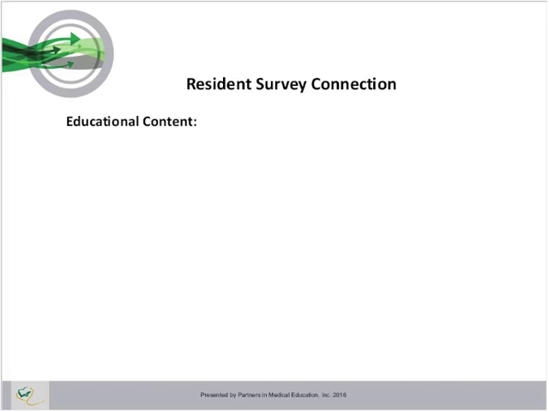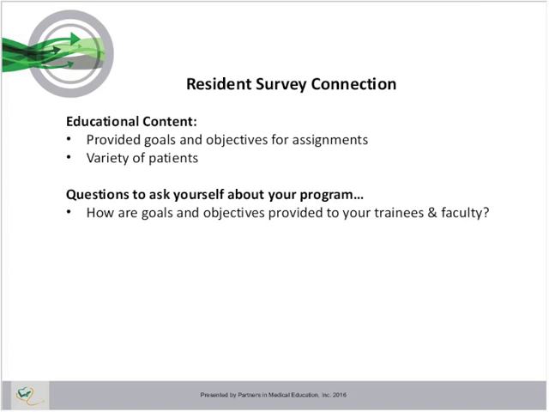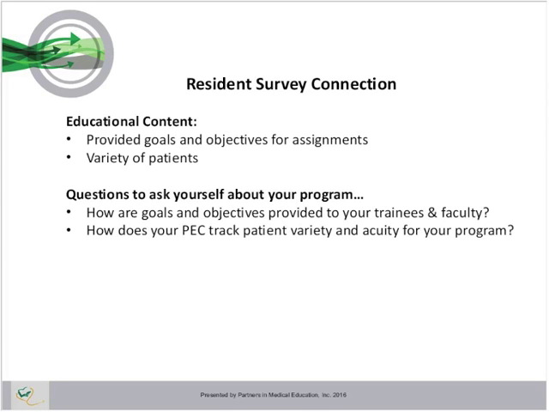In the area of educational content, they ask if they were provided goals and objectives for the assignments. There's a very direct connection there. The variety of patients also is something that is connected to your written goals and objectives. Questions you might want to ask yourself about your program is, how are goals and objectives provided to your trainees and faculty? And also, does your program evaluation committee track patient variety and acuity for your program?